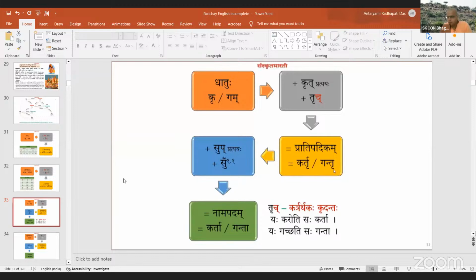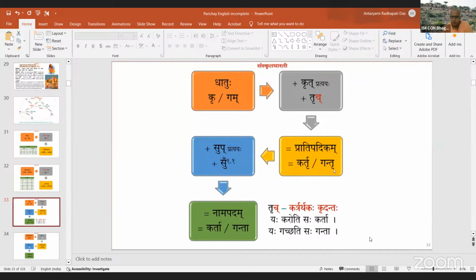Hare Krishna. Hare Krishna Prabhu. Sorry for the disruption. Network got disconnected, so I have connected through my mobile hotspot. So you can see the whole process.